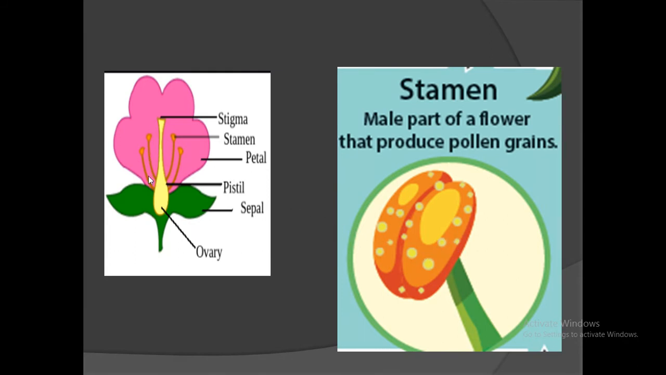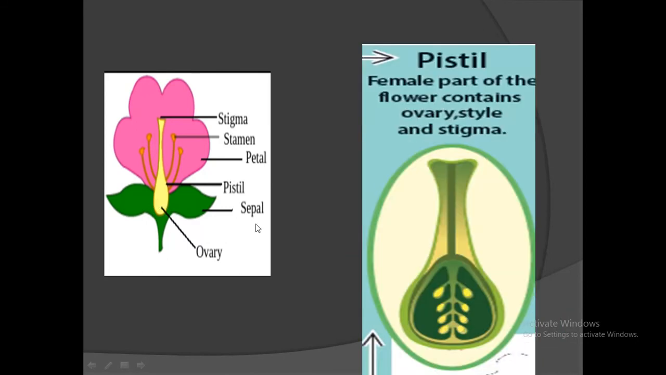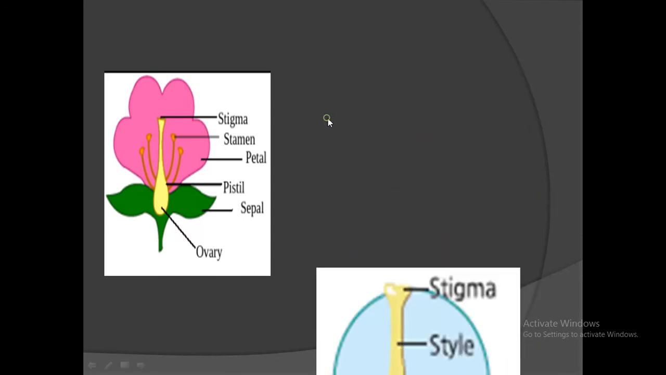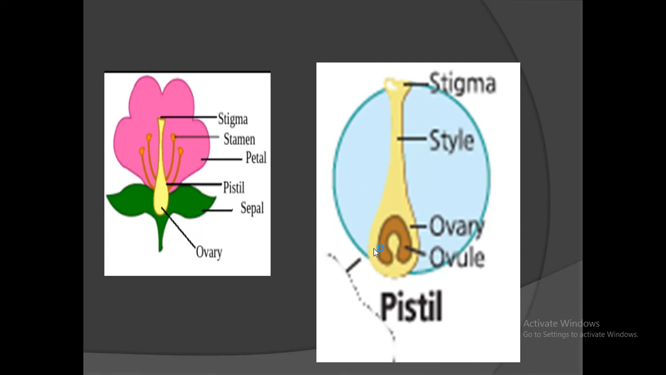What is the central part of the flower? Pistil is the central part of the flower, inner part of the flower. This is the female part of the flower. The pistil is made up of a basal expanded part called ovary, a tube-like part, style, and the end is stigma.